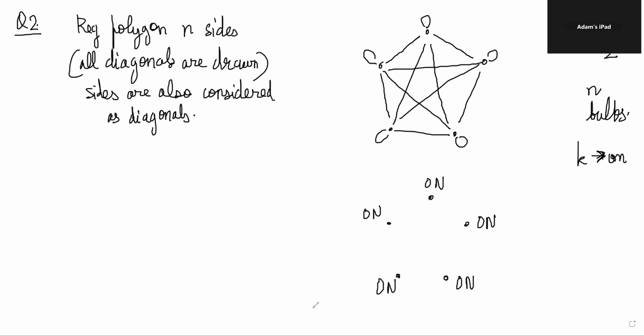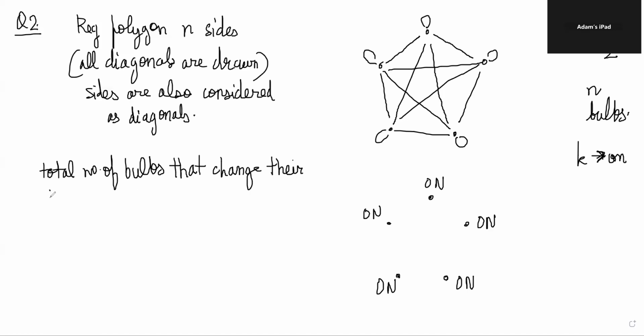So once you have erased all the NC2 edges, the total number of bulbs that change their state will be NC2 only. Yeah. That change their state should be NC2, right? Yes.